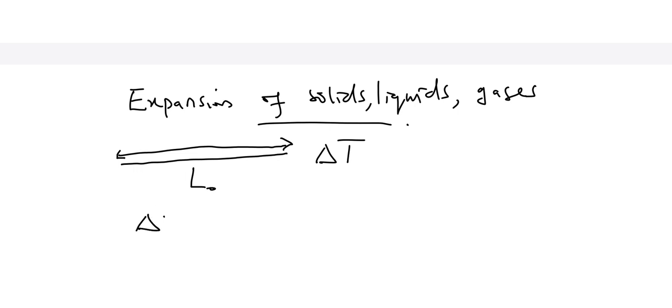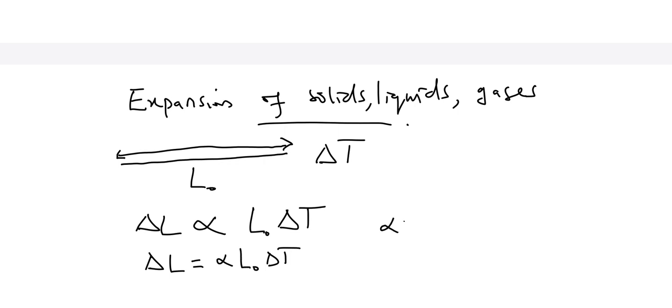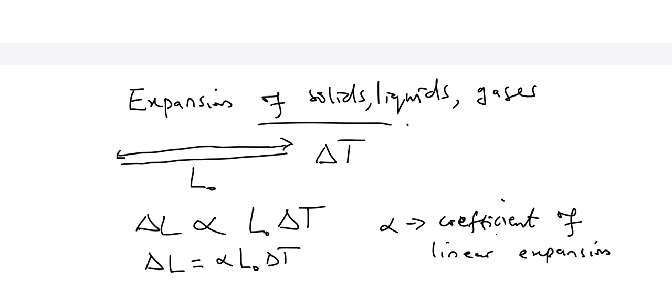So this increase in length of the object is approximately proportional to the original length of the object and the increase in temperature. The proportionality constant here is alpha, so delta L equals alpha L naught delta T. Although alpha is mathematically the proportionality constant, it is called the coefficient of linear expansion.